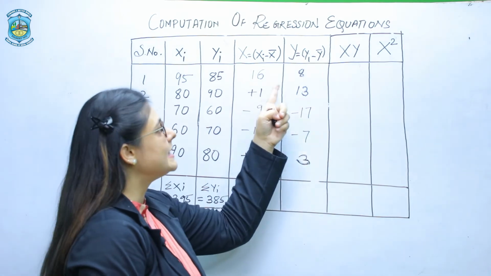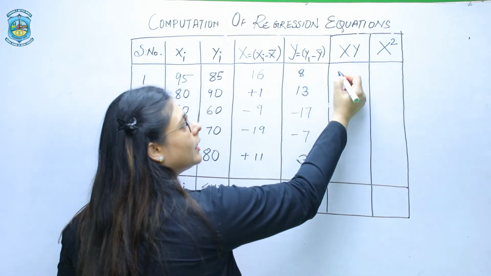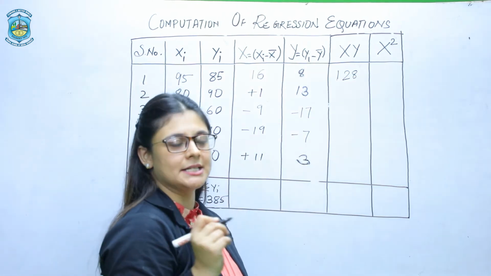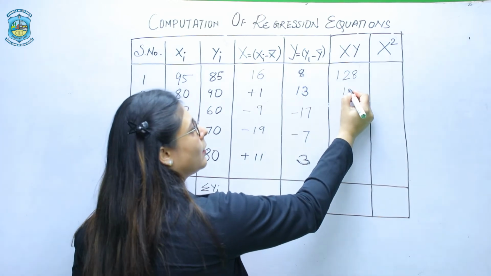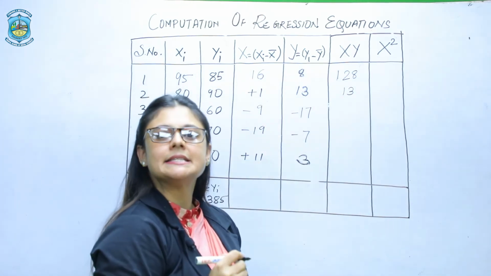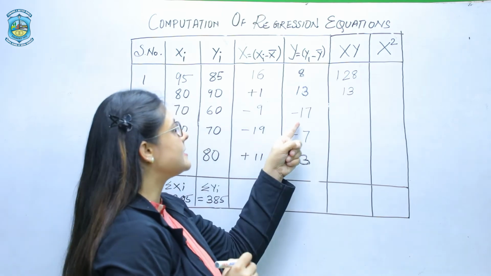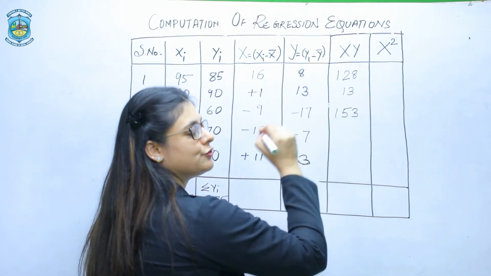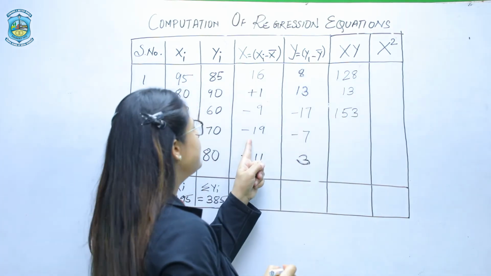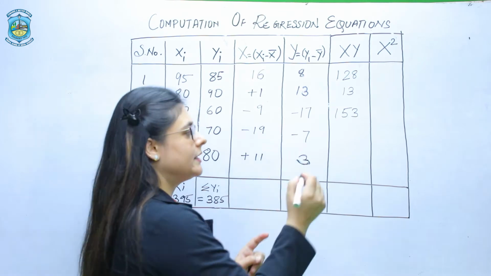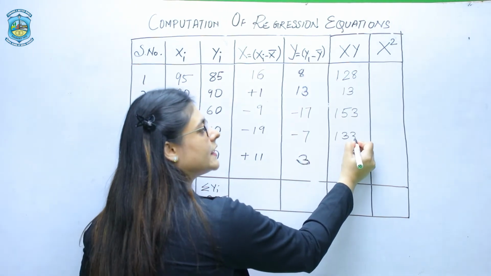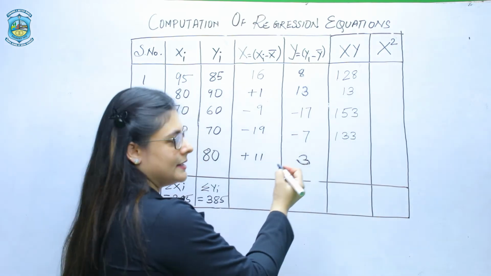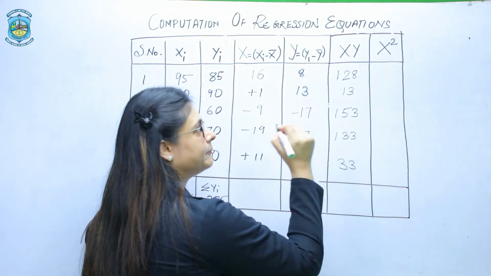So here 16 multiplied by 8 would give you a 128. Next is 13, that is 13 multiplied by 1. Next is minus 17 multiplied by minus 9. This would give you a plus 153. Next is minus 19 multiplied by minus 7 is going to give you a plus 133. And lastly, we are going to multiply 3 into plus 11, that is 33.